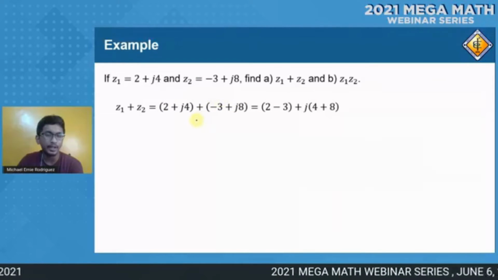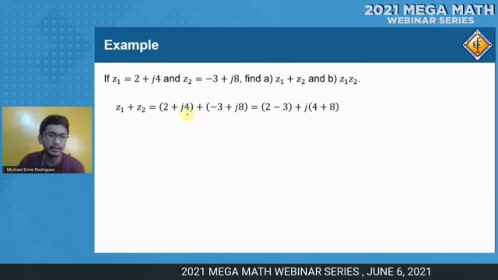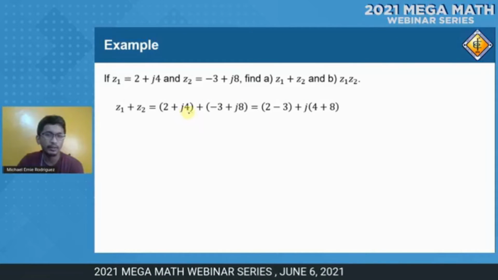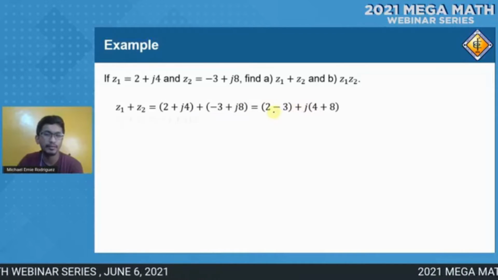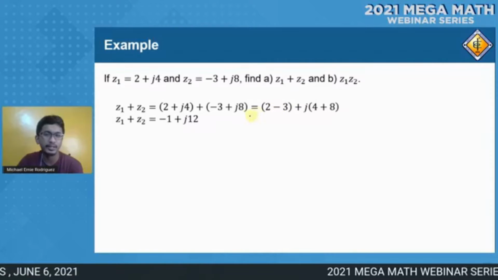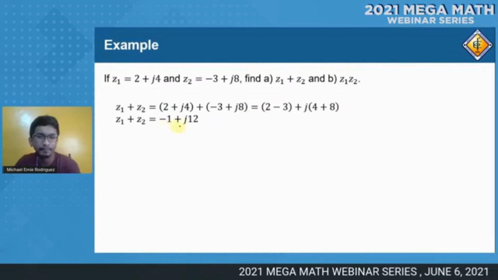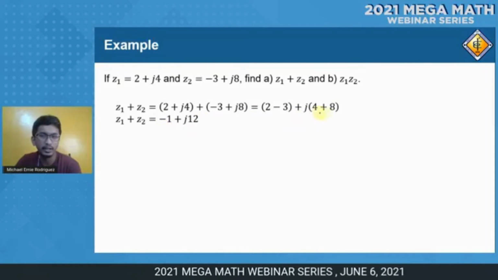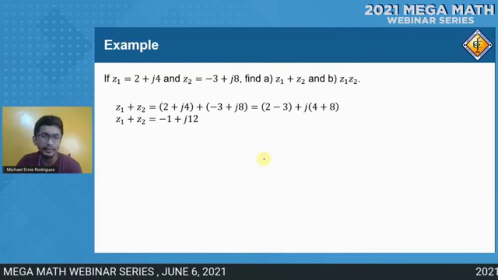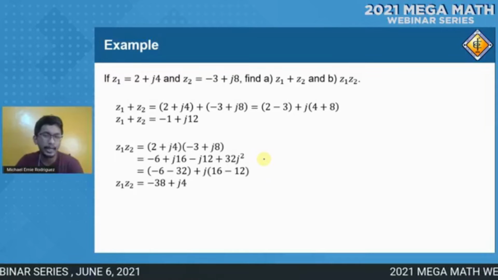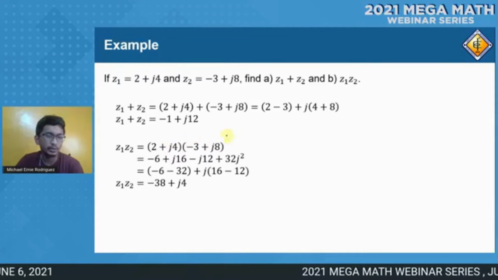And then imaginary part, we have 4 plus 8. So we now have 2 minus 3 is negative 1 plus j, 4 plus 8 is 12. So, ganun lang mag-add. And then, kung multiplication naman, so we have to multiply these two complex numbers.